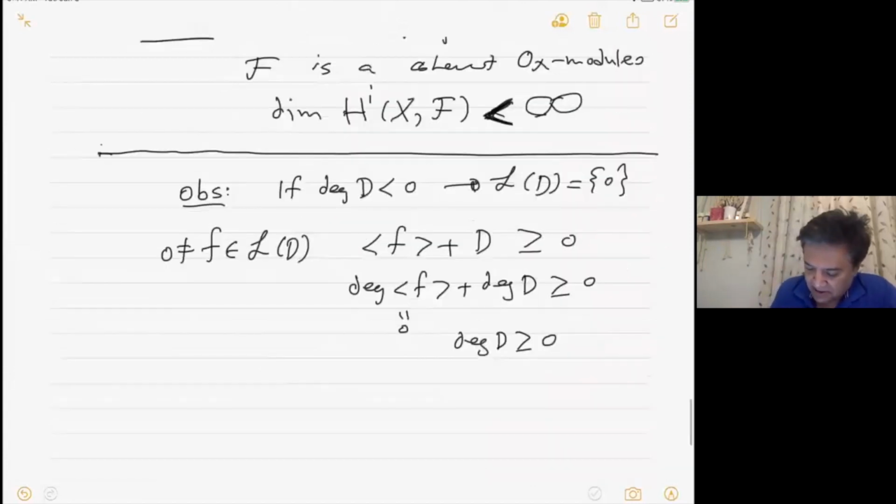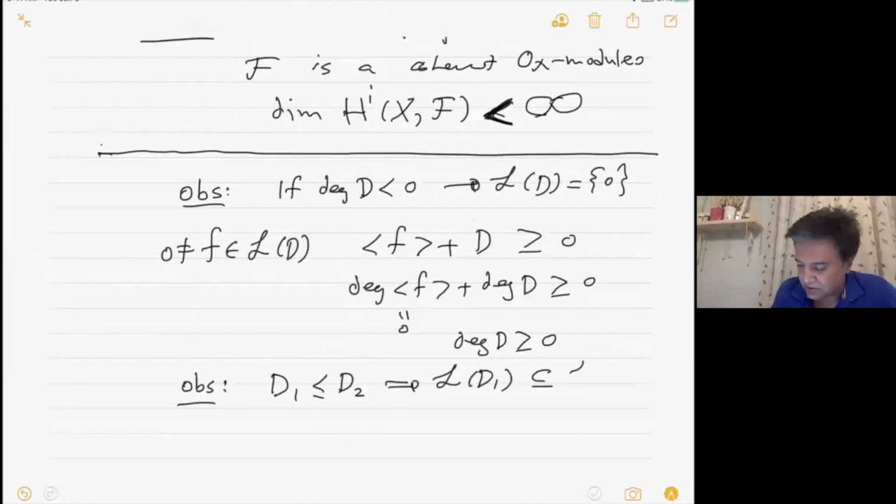The second observation, which is also simple, is that if D1 is smaller than or equal to D2, then L of D1 is a subset of L of D2. The reason is that if the divisor of a function added with D1 is positive, then added with D2 it is also positive because D2 is bigger. All the coefficients of D2 are bigger than those of D1. And this implies that you have such an inclusion.